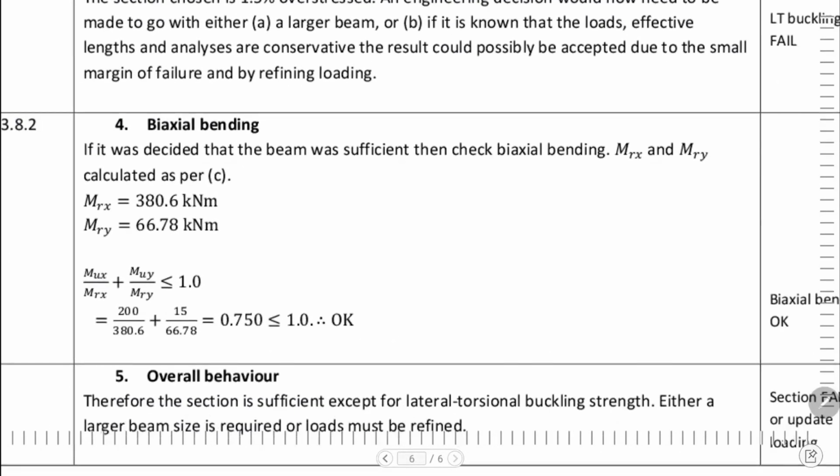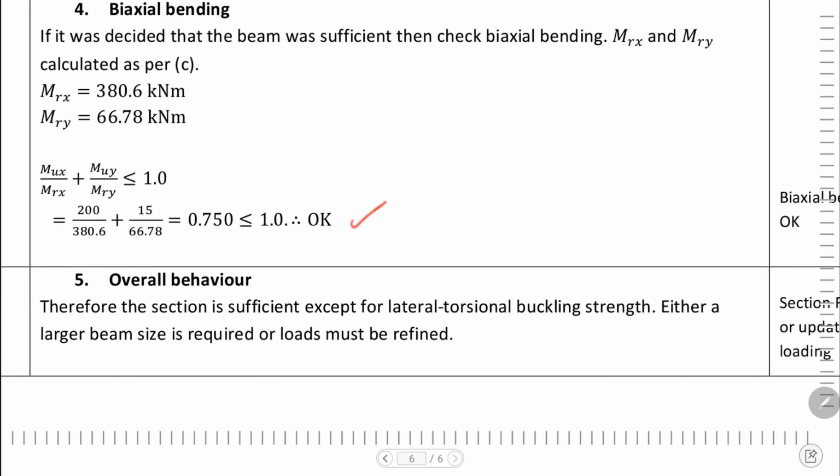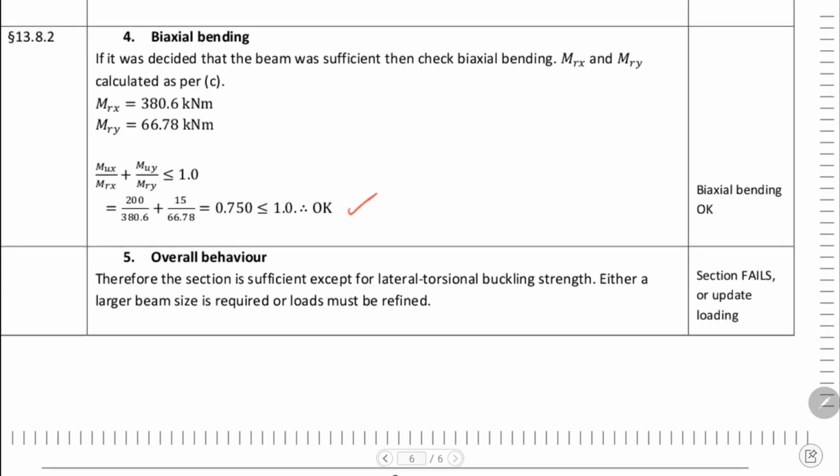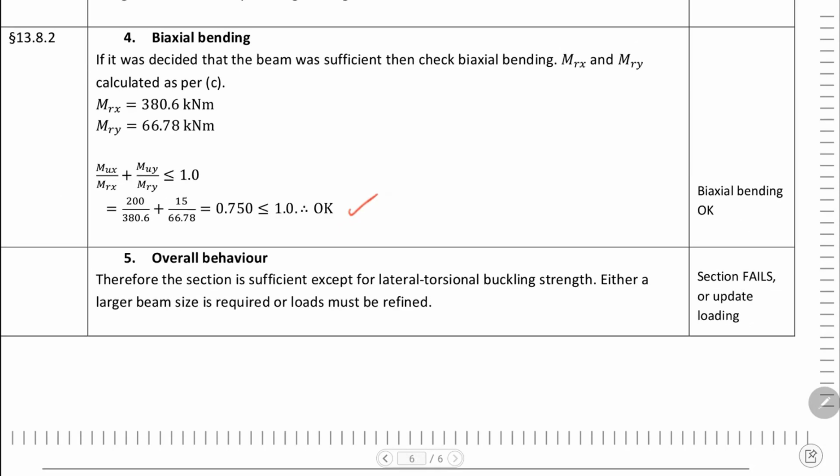Then, if it was decided the beam is sufficient, you check your biaxial bending, and we find that is fine. So overall behavior, therefore, the section is sufficient except for lateral torsional buckling strength. Either a larger beam is required or loads must be refined. So the section fails or we need to refine our loading.